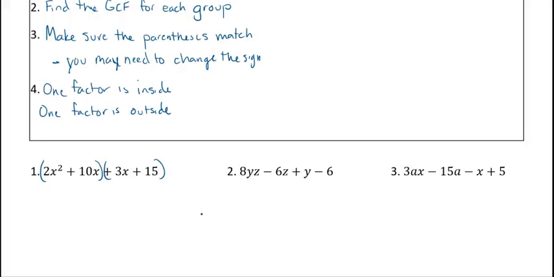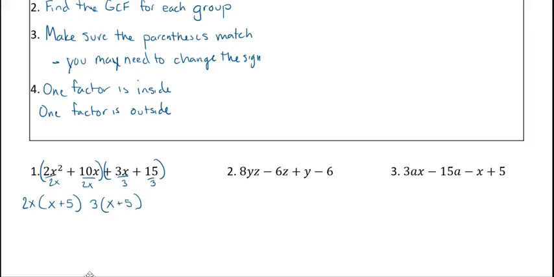So 2x squared plus 10x has a GCF, all right, of 2x. 2 and 10 can both be divided by 2, and I can take an x out of each term. So remember, that means I'm going to divide both of these by 2x. So my leftover inside would be x plus 5. All right. For 3x plus 15, the GCF there is 3. Okay, so I can take out a 3, and that leaves me with x plus 5.